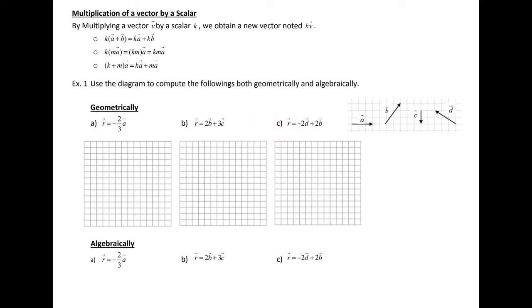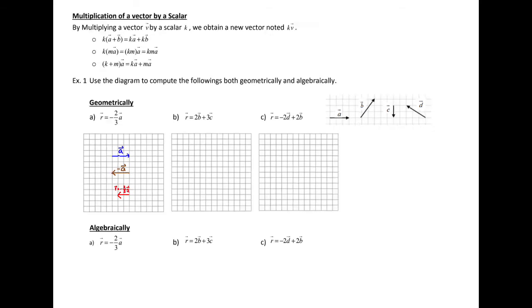Part A, we're going to find the resultant vector r, which is negative 2/3 of vector a. So we know vector a is a vector pointing 3 units to the right. That means if we switch the head and the tail, then it becomes negative a. And because we only want 2/3 of the negative a, the 3 units times 2/3 will become 2 units. So our resultant will be a red vector that is pointing to the left by 2 units.